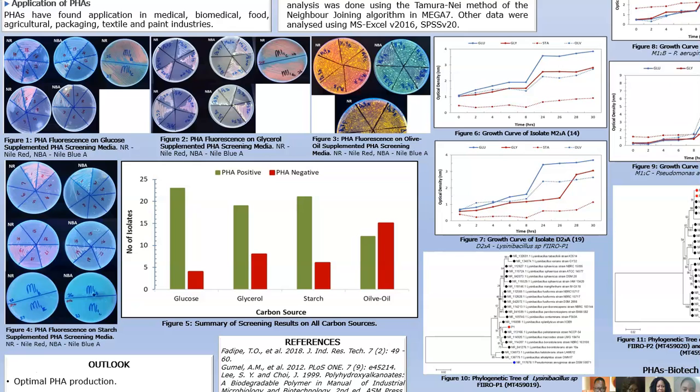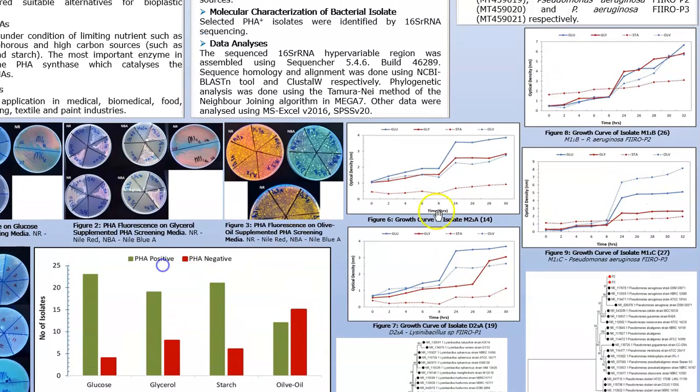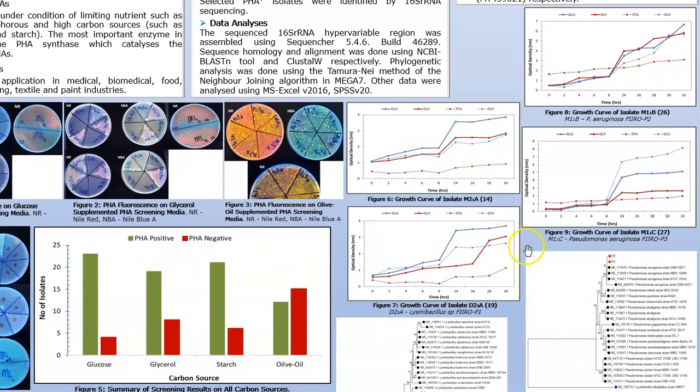Out of the 6 isolates, 4 were studied for their growth patterns, and the results are shown in figure 6 to figure 9 here. So figure 6 is for M21A, figure 7 is for D23A, figure 8 is for M11B, and figure 9 is for M11C. So we observed that M21A, D23A, and M11B utilized glucose best as a carbon source, followed by glycerol, olive oil, and starch. And for isolate M11C here, it utilized olive oil, followed by glucose, followed by glycerol and starch.